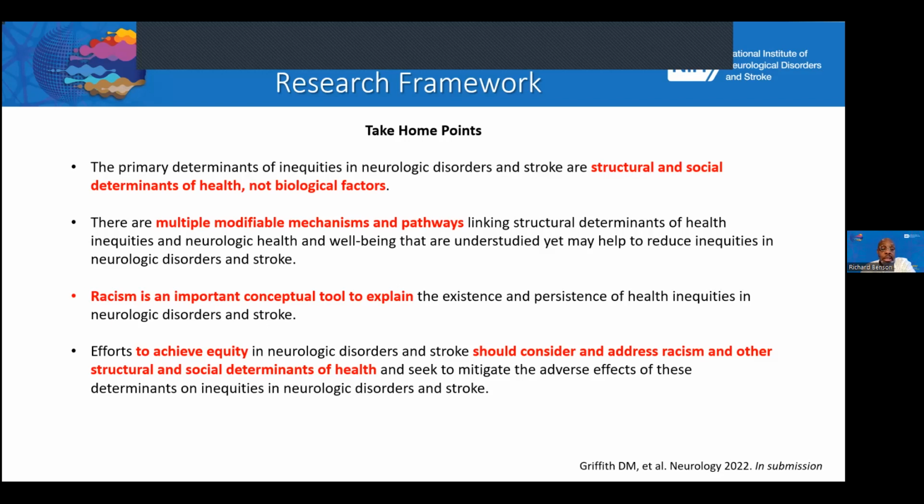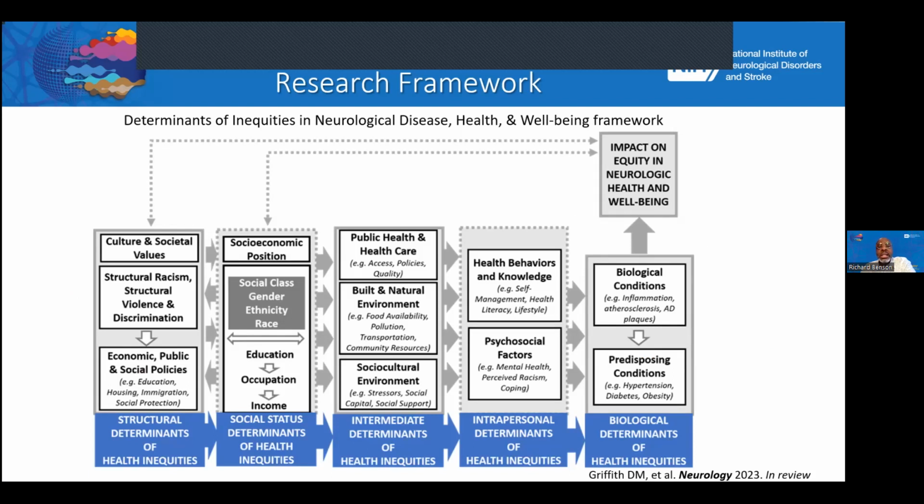The other point is that racism is an important conceptual tool to explain the existence of these persistent health inequities. And again, if you think of that excess mortality diagram, the Black-white difference was consistent throughout the 10-year period that we looked at. And efforts to achieve equity should consider and address racism as well as these structural and social determinants of health. And so we actually created a novel and unique neurological disease health equity framework that I see here.